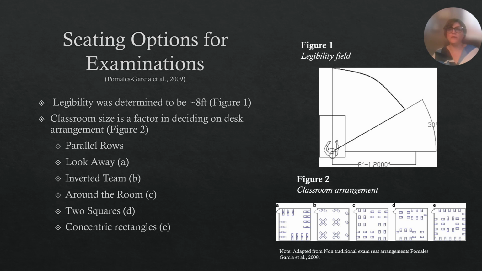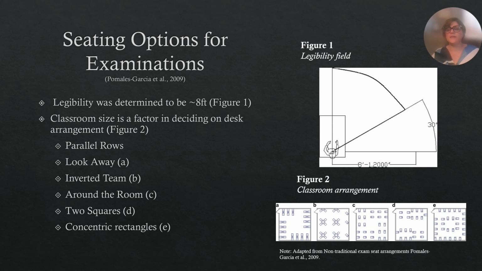Thinking first about the classroom setup and, of course, honoring academic honesty, there was a study completed by Pomales Garcia et al. that looked at how far away someone could actually accurately capture numeric or alpha content. Through that study, this legibility field, which is in figure 1, was identified. Just approximately 8 foot is that radius.